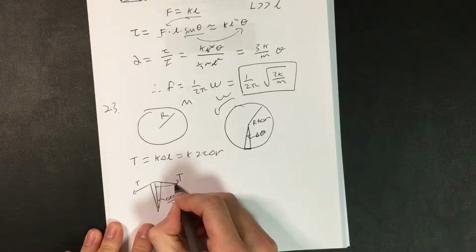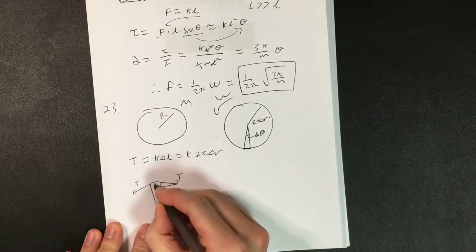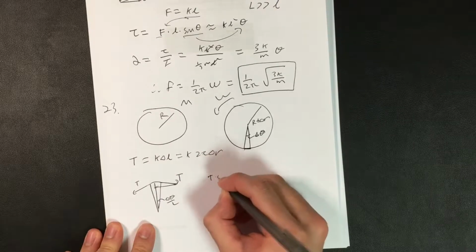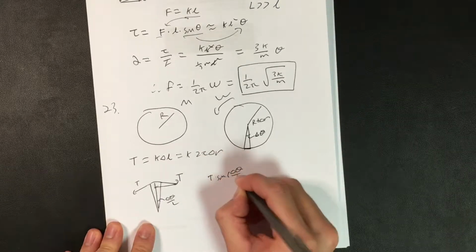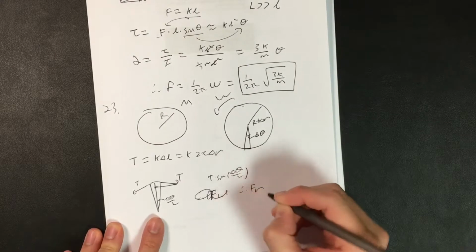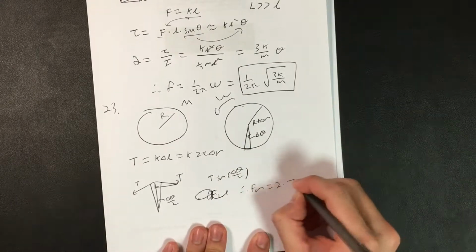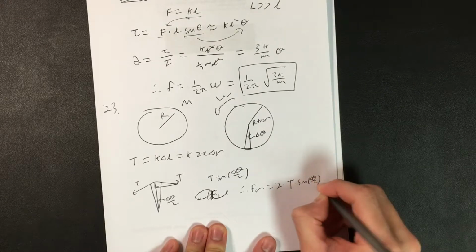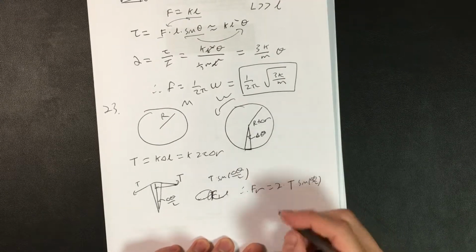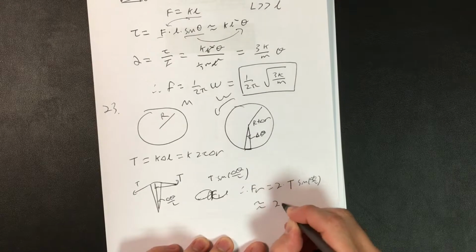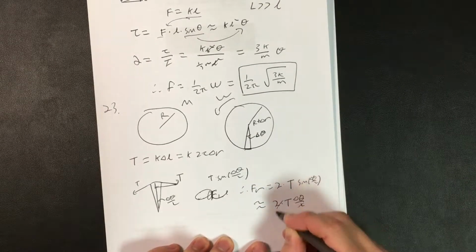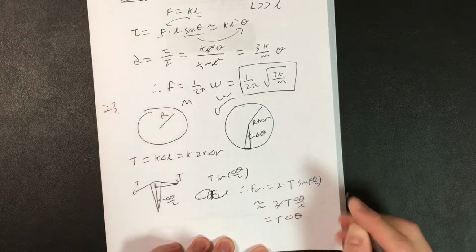And using trigonometry, the component of this tension along the radial direction is equal to T times sine of delta theta over 2. Therefore, the total force on the radial direction equals 2 times T times sine of delta theta over 2. And since delta theta is really small, this can be approximated as 2 times T times delta theta over 2, which equals T times delta theta.